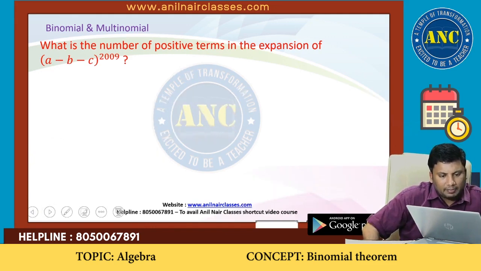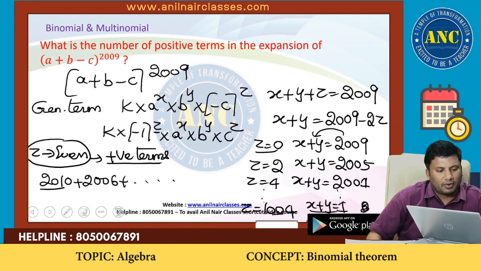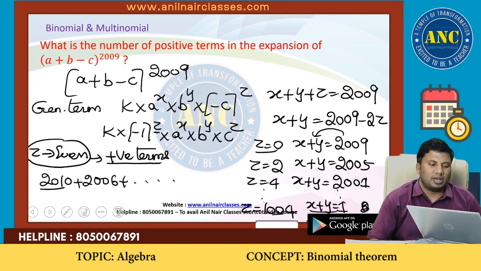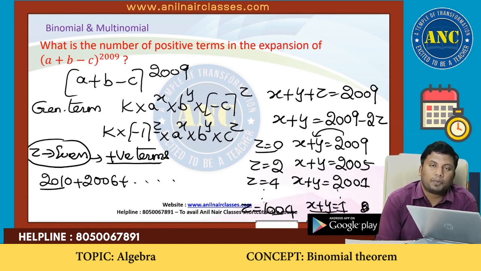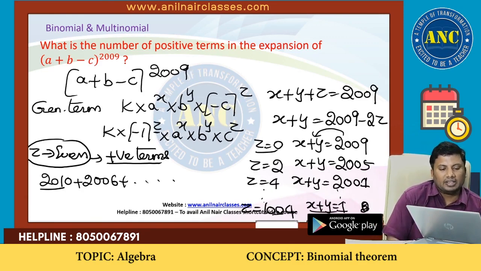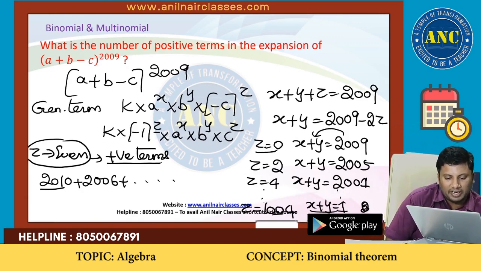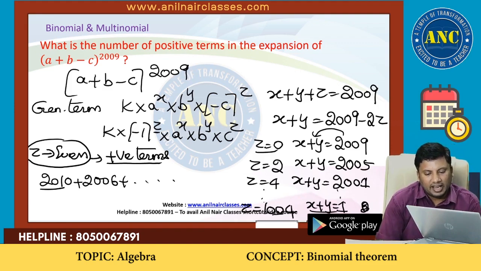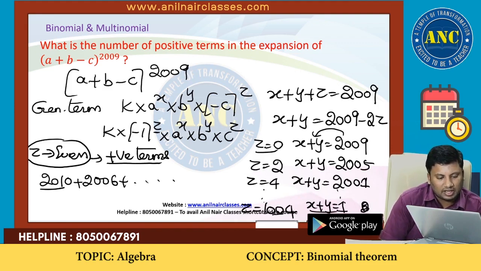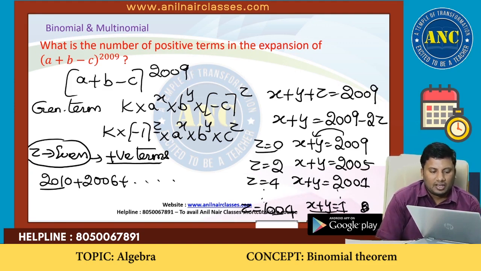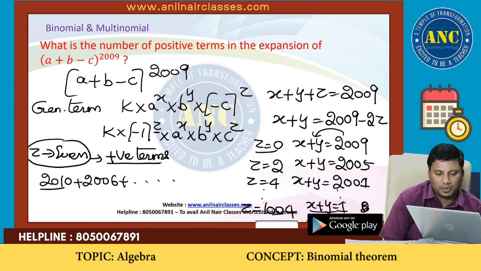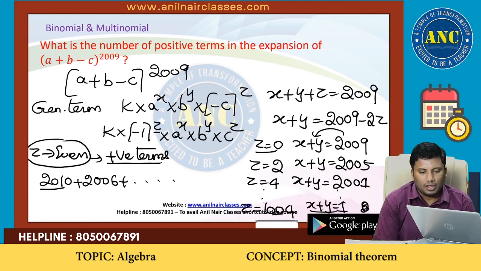I think I kept negative terms. Okay, now I understood the question, sir. (a plus b minus c) power 2009. I hope the idea is clear. K into a power x into b power y into minus c power z. X plus y plus z is 2009. Z will be even, so it will be all plus plus plus plus. So x plus y is equivalent to 2009.